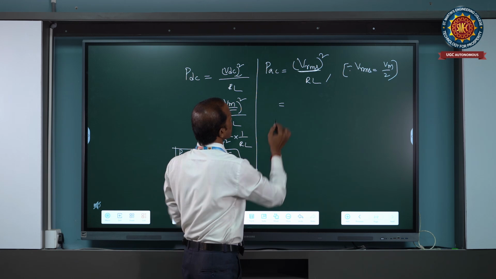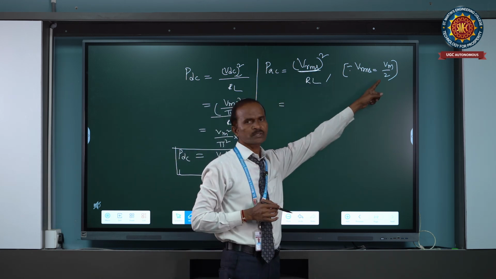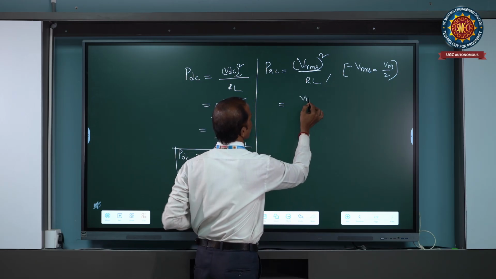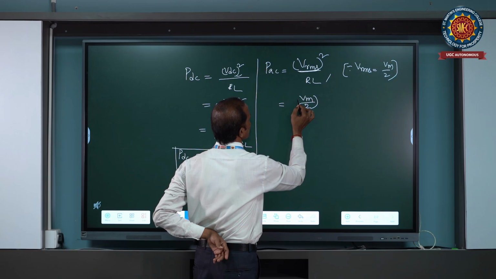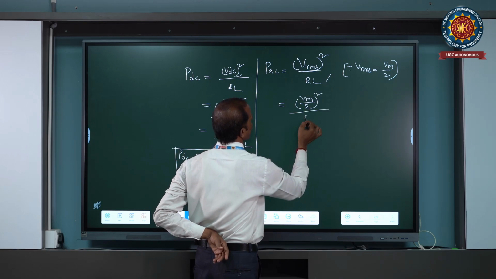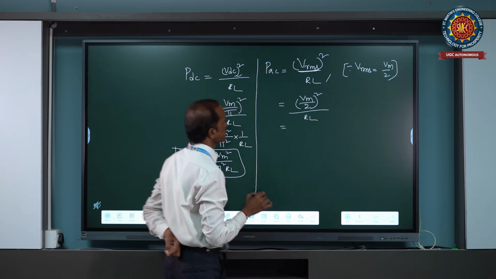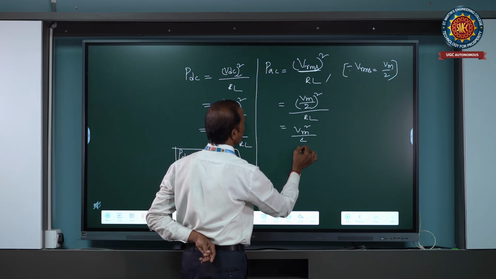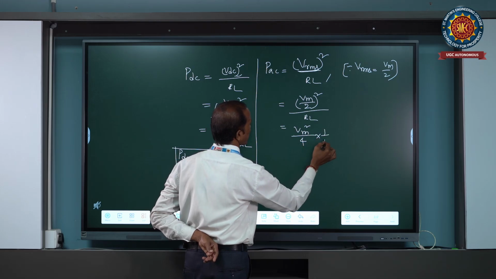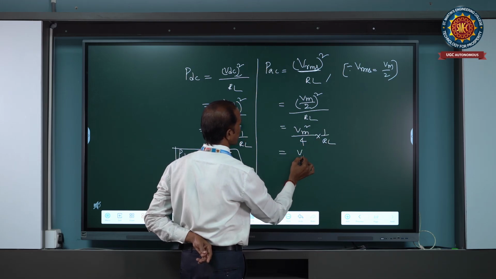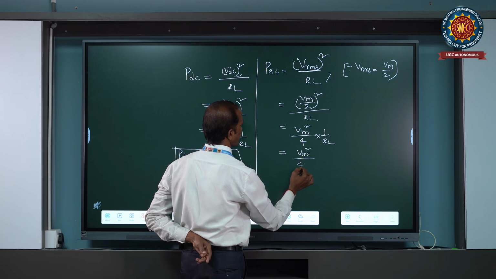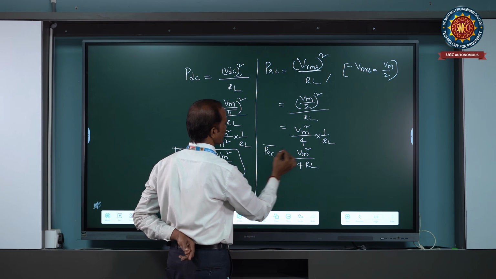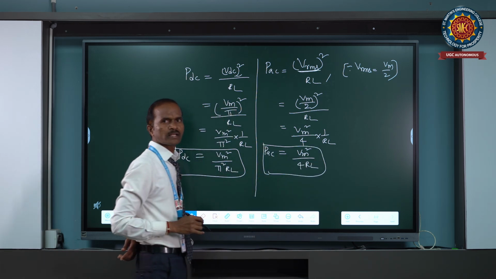So what is happening here? In place of VRMS, we need to substitute Vm by 2. So that is (Vm by 2) whole square by RL. It will become Vm square by 4 into 1 by RL, that is equal to Vm square by 4 RL. So this is the value of PAC.